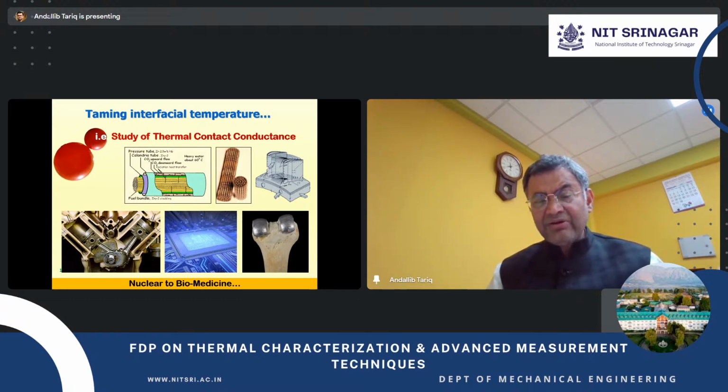Similarly, the gas turbine blade also is in contact with. Are you able to hear me? Yes. You're audible. Okay. So this is the interfacial temperature.